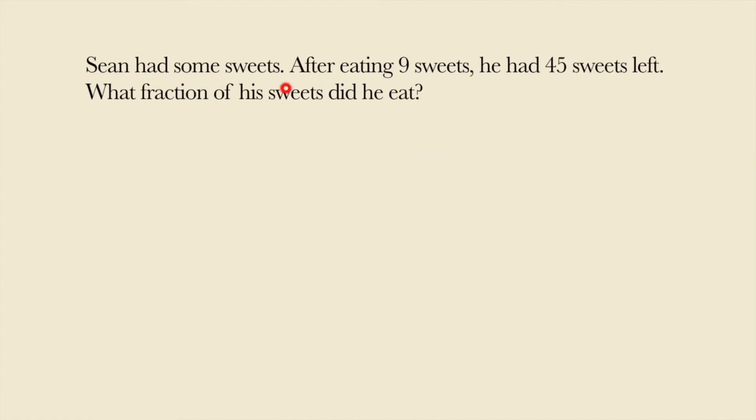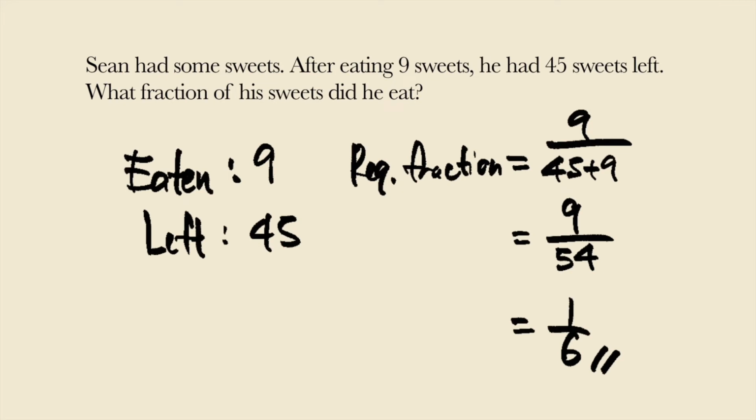Sean had some sweets. After eating 9, he had 45 left. What fraction of his sweets did he eat? Okay, so he had 45 left after eating 9. So if he had not eaten those 9, his total would be 45 plus 9. So returning back in time, let's say he had not eaten those 9. The total he had would be 45 plus 9. Now, what fraction of his sweets did he eat? Well, he ate 9.